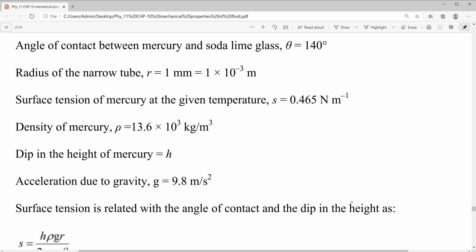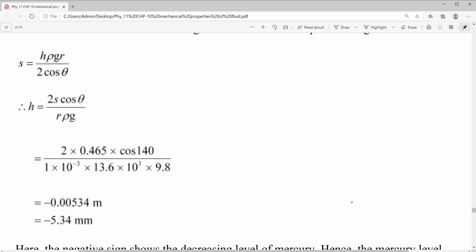From the given question, angle of contact theta is equal to 140 degree and radius of the narrow tube r is equal to 1 millimeter, that is converted into meter. Surface tension of mercury is 0.465 Newton per meter. Density of mercury is 13.6 into 10 to the power of 3. The dip in height of mercury we consider as h. Acceleration due to gravity is 9.8. Surface tension is related with the angle of contact by the formula: h is equal to 2s cos theta divided by r rho g.